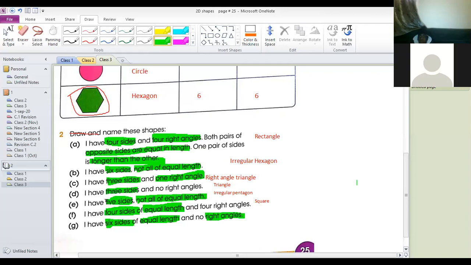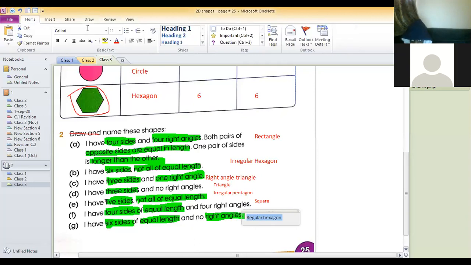Very good, guys. I'm receiving your messages in the chat box also. So I'm going to write it: regular hexagon. So you completed your exercise here of 2D shapes.